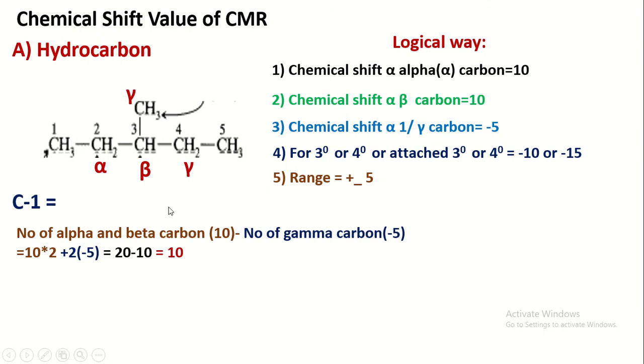Therefore, the total number of alpha and beta carbons is 2. Each alpha or beta carbon is considered as +10. Therefore, 2 into 10 plus 2 into the number of gamma carbons, that is 2 into -5. Therefore, 20 minus 10 is equal to 10. Therefore, the range of chemical shift of carbon number 1 is plus 5 minus 5. Therefore 10 minus 5 is 5, and 10 plus 5 is 15. The range is between 5 to 15. But the actual chemical shift of carbon number 1 is 11.3.